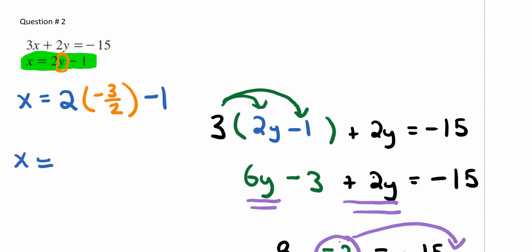All right, so now we just compute this. This 2 and that 2 cancel off, so the negative 3 remains. And then I have a minus 1 here. So x would equal negative 3 minus 1, which is negative 4. And that's how you solve the very first question on section 6.4.